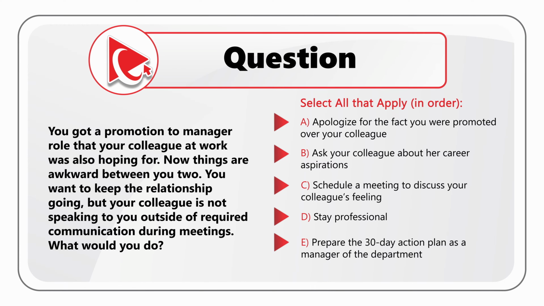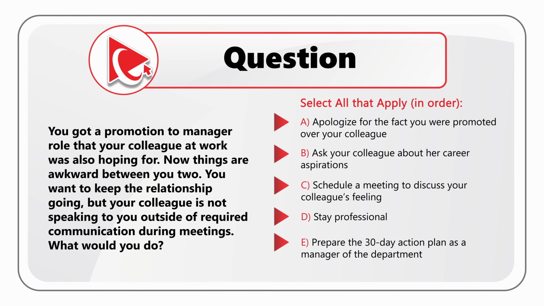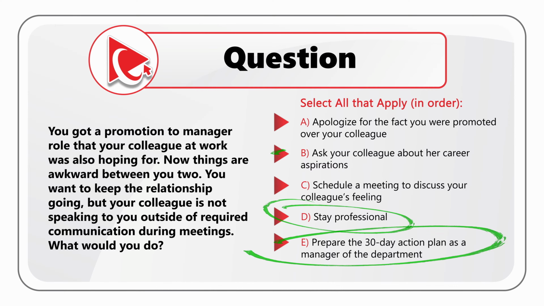Based on this, I think that the least recommended choices in order would be choices A and C. Choice A, apologizing for the fact that you were promoted over your friend, and choice C, schedule a meeting to discuss your colleague's feelings. I would say that the most recommended answers would be choices D, E, and B.